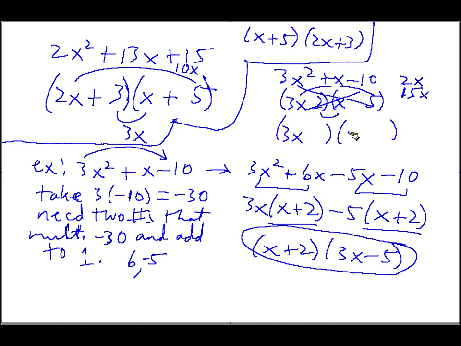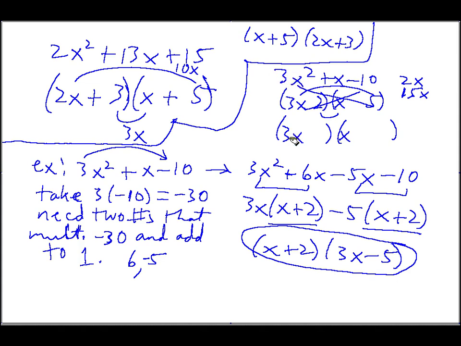So 3x and x. Trial and error works very well when the first number, the a, is a prime number, because the only choice is 3 and 1 in this case, 3x and x. What if this was a 20x squared? Then it becomes much more complicated because now I can have 20x and 1x, 10x and 2x, or 4x and 5x. So that gets more complicated if this number here is a composite number.